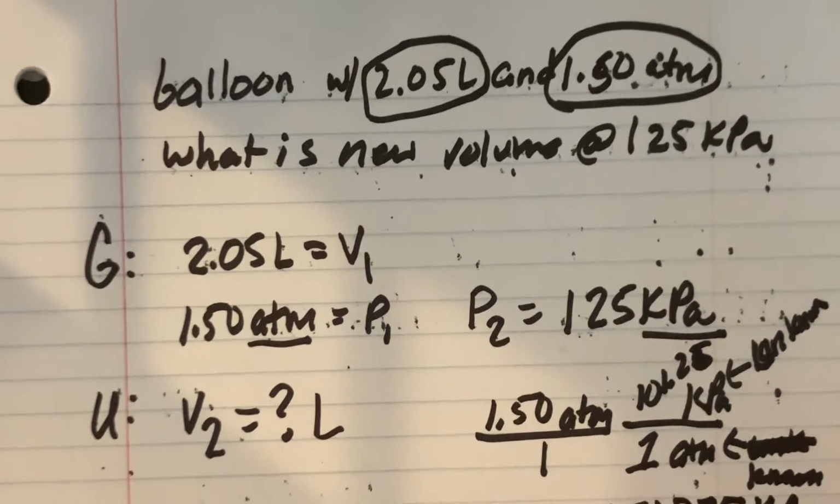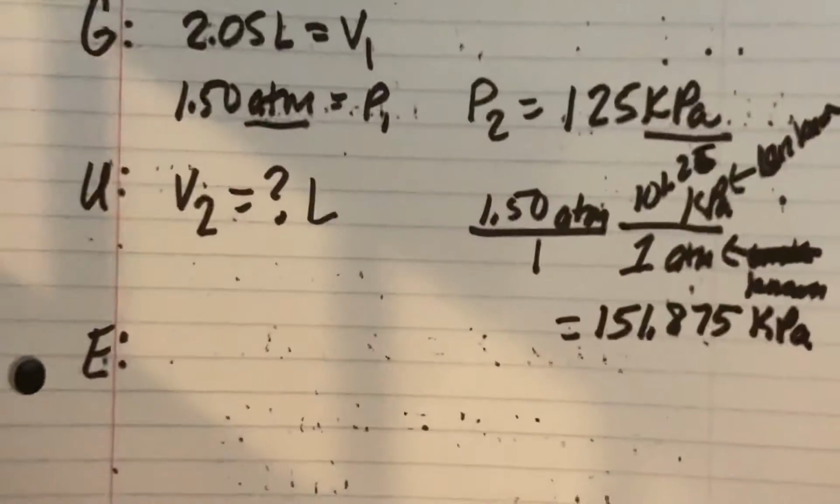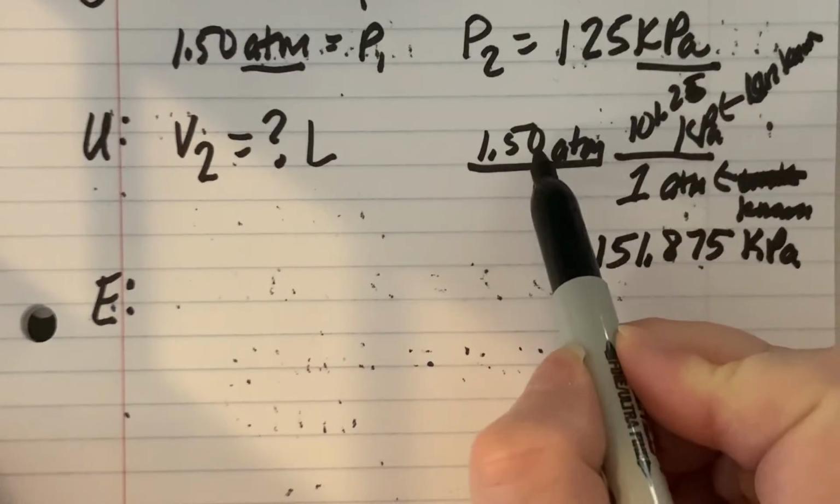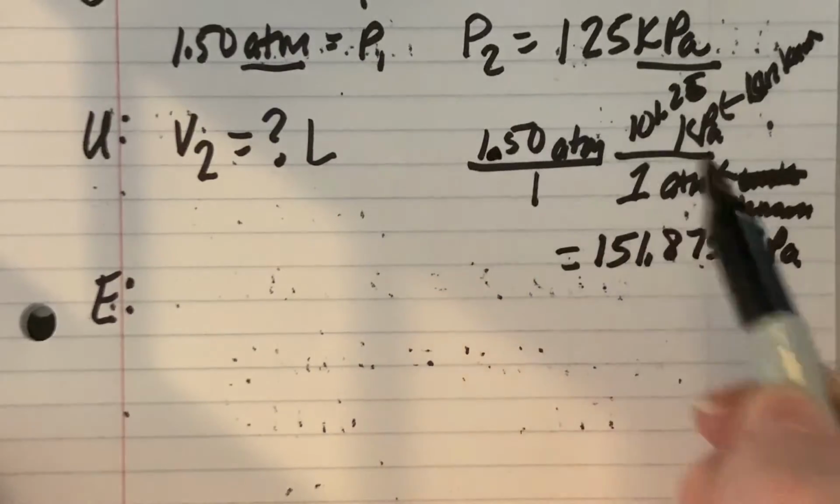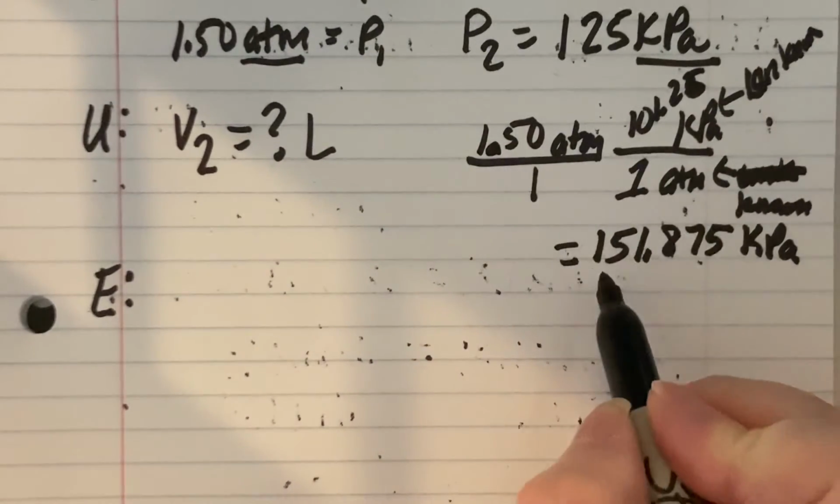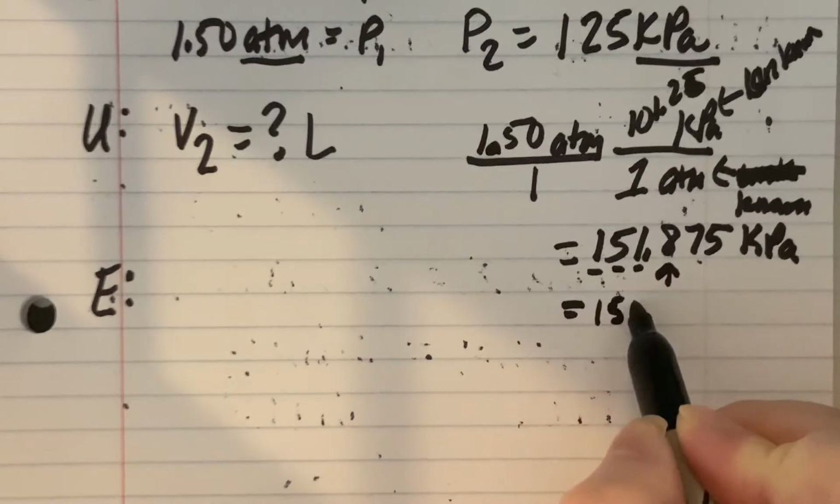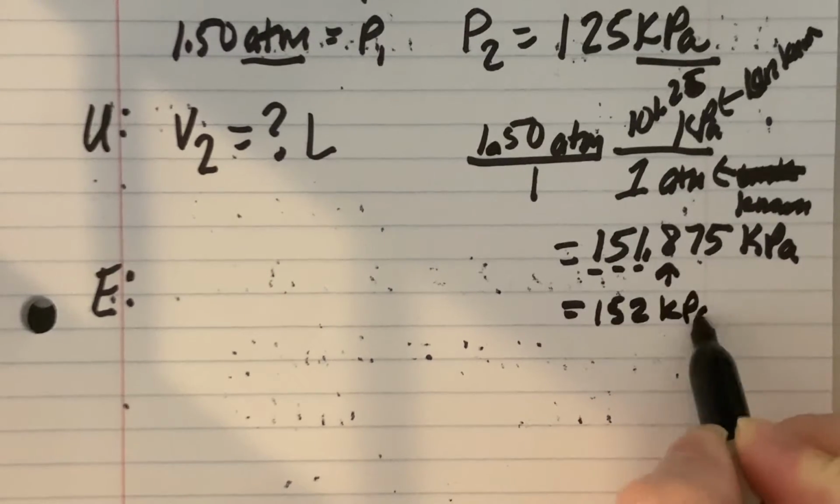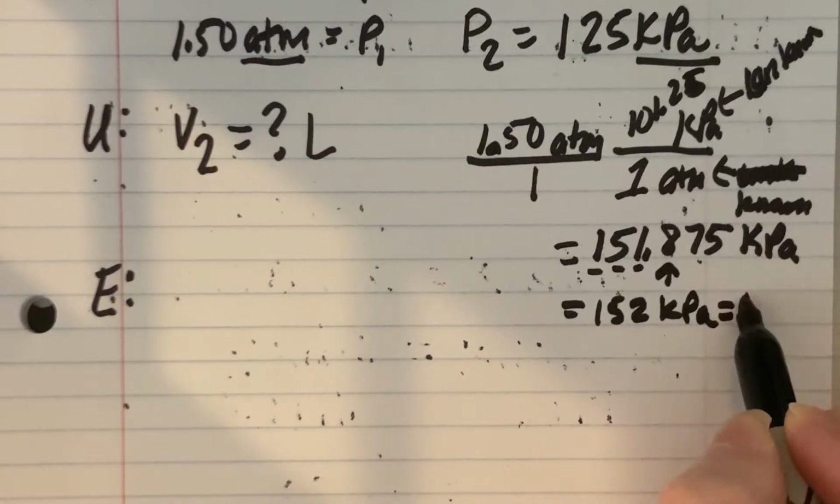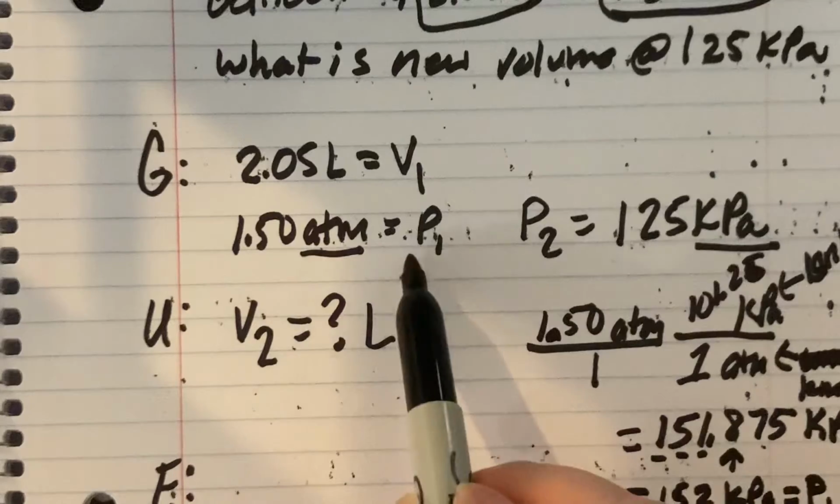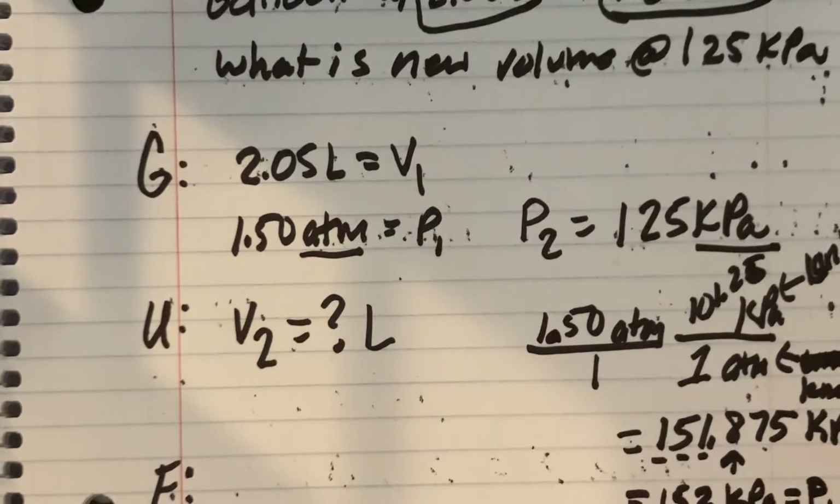And now I look at sig figs, and when I look at sig figs, I only look at what we started with. So 1, 2, 3 sig figs. Remember that 0 is important because there's a decimal. So I need 3 sig figs here. So I'm going to round that up to 152 kilopascals is equal to pressure 1, because I just converted 1.50 atmospheres into kilopascals.